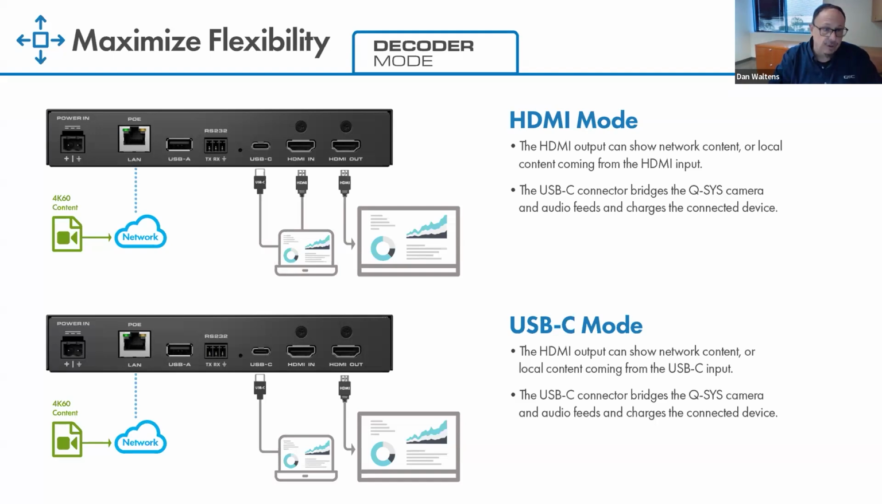And we can also show the local inputs out there as well. Same thing in USB-C mode, right? So we'll be able to have the content and the bridging with a single connection that is only going to be locally available to go out on that HDMI output there. So really small form factor solution if you've got a huddle room or something like that.